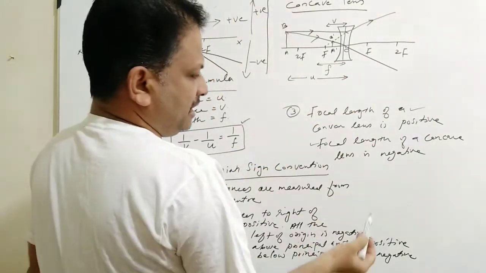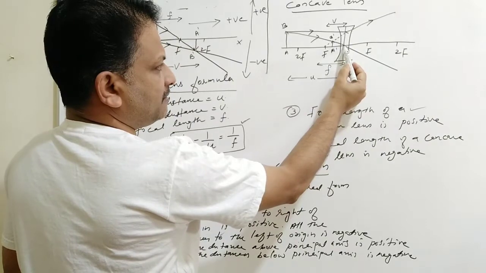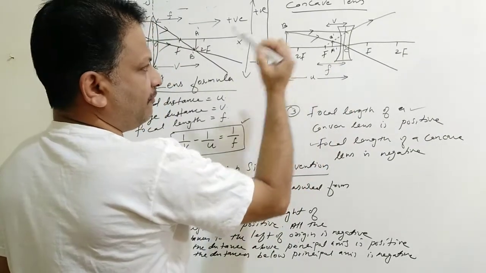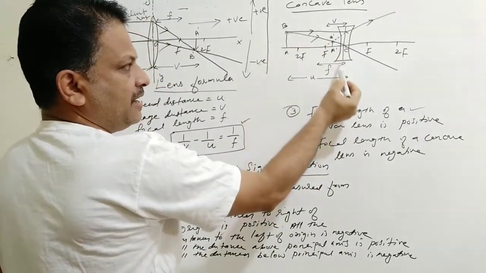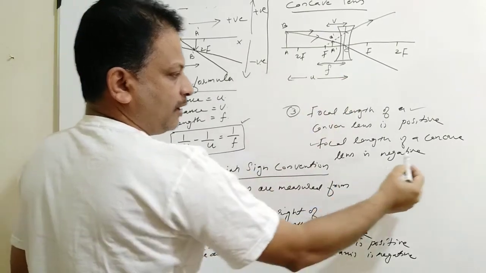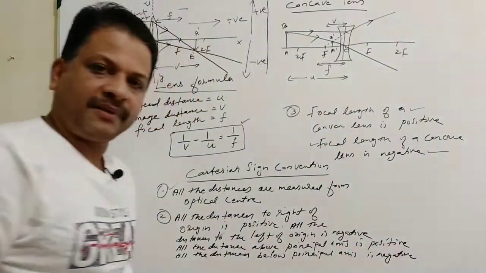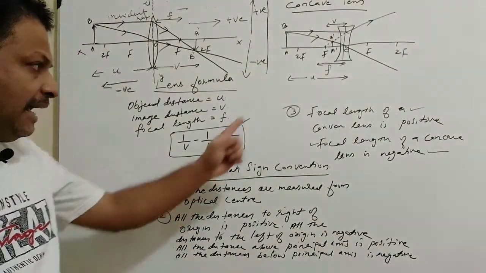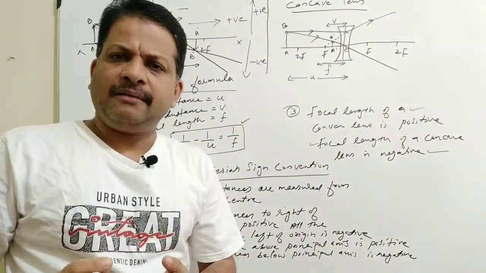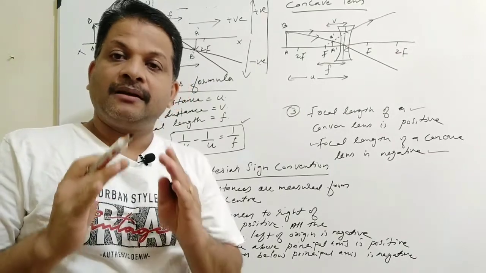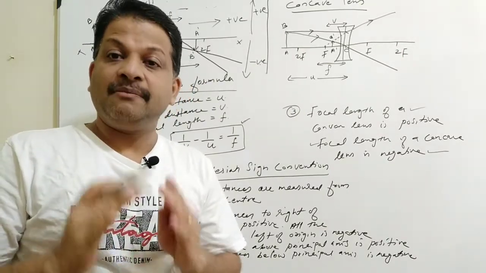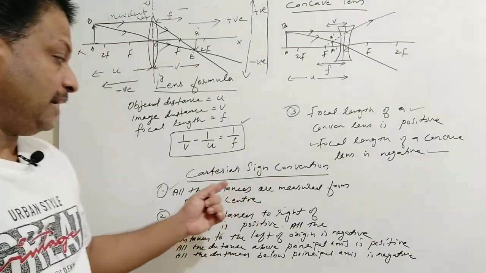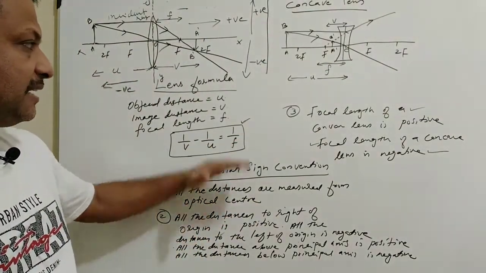How is the focal length negative here? See, from the optical center to the left of the lens, that is focal length. So the focal length will always be negative. So is it clear? If you remember these three rules, any problem related to a lens formula can be easily solved. Okay, so this is all about Cartesian sign conventions.